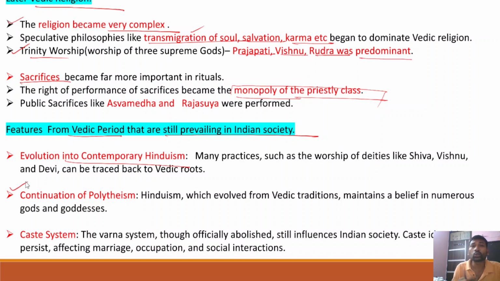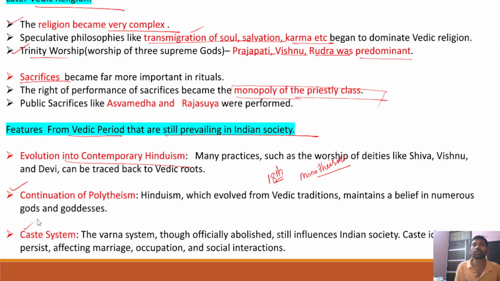Secondly, there was a continuation of polytheism. Polytheism means worshipping God in multiple forms, and this polytheism was widely prevalent in the Vedic age and later Vedic age, and it still continues in Hinduism, even though some social reformers during the Bhakti movement and the social religious reform movements of the 18th century advocated for monotheism. But polytheism is still prevalent in Indian society.